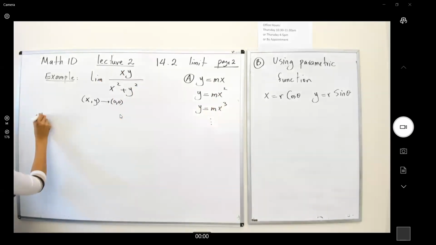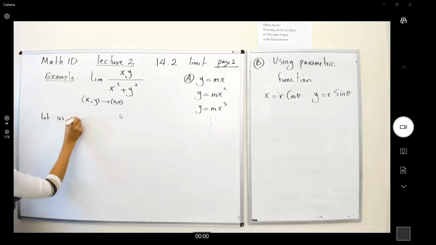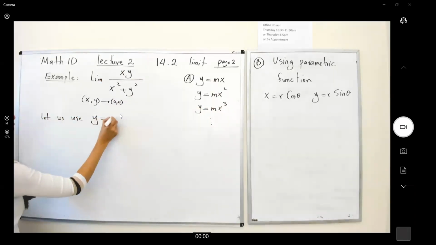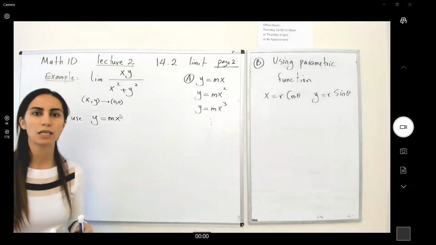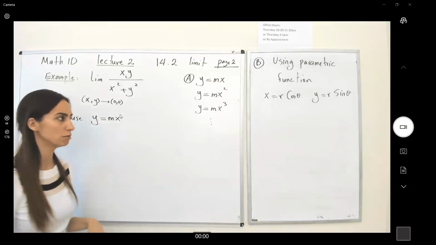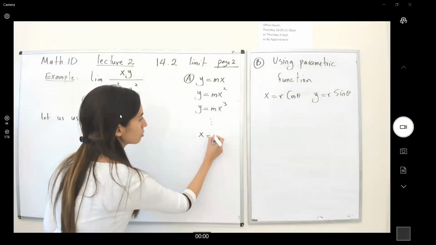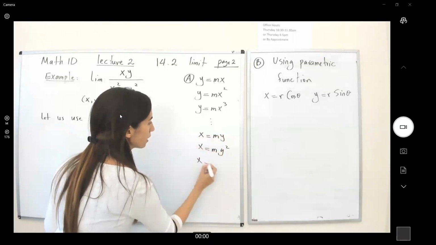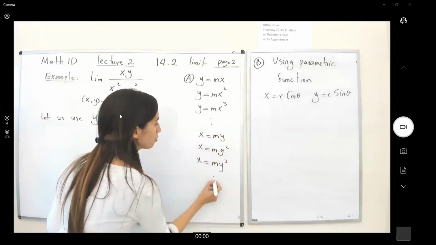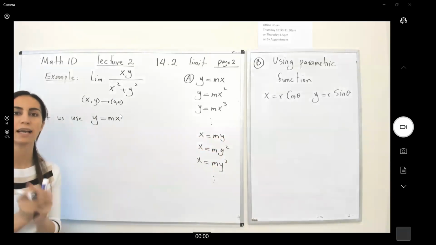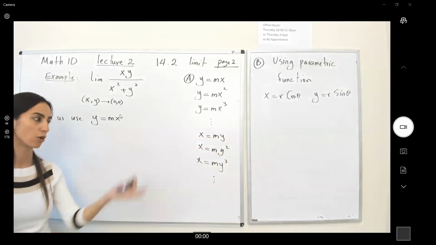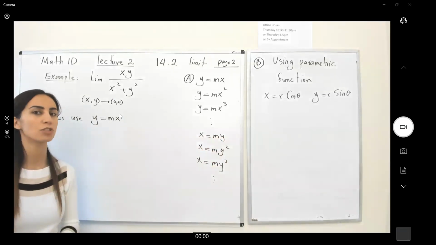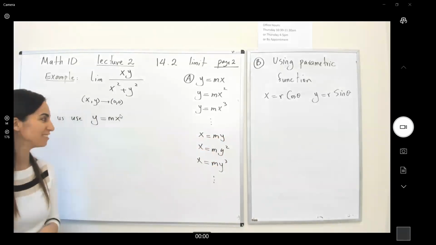So let us use y equals mx. You might say, why don't we use x equals my? That's fine. Why not? x equals my, x equals my squared, x equals my cubed, and so on. As long as the function or the path passes through the origin you're fine.